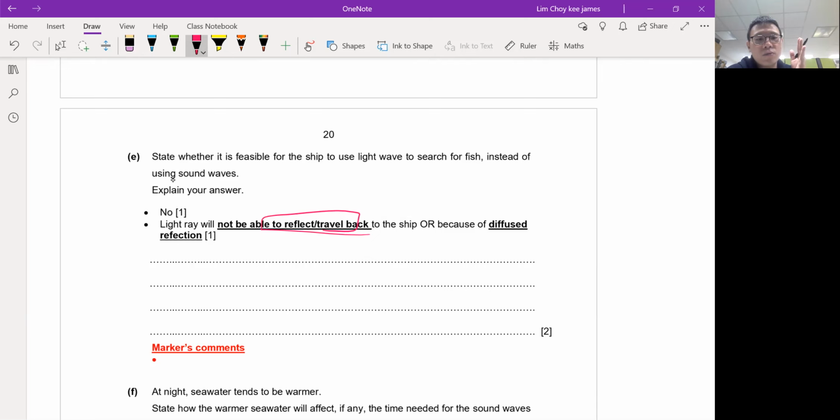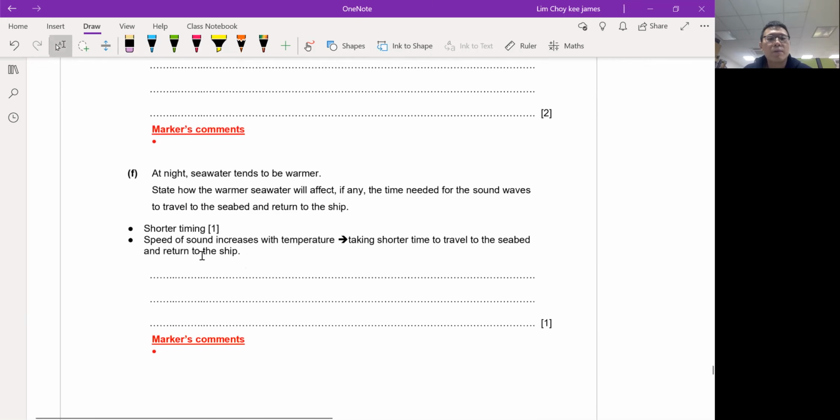Okay, it could be I shoot down to the seabed, and because of the rough, irregular surface, the light ray could be reflected, bounce off to maybe the left side, right side, or any other side. So I cannot control where the light ray travels back. And because of that, I can't use the light ray to search for the fish.